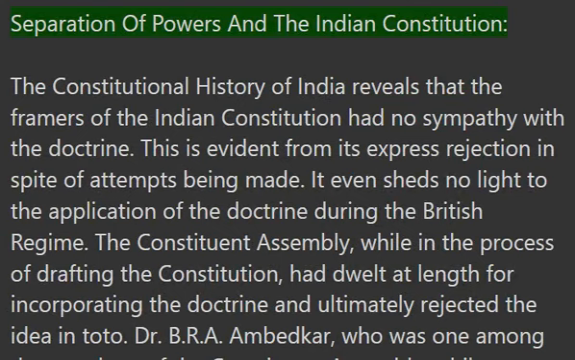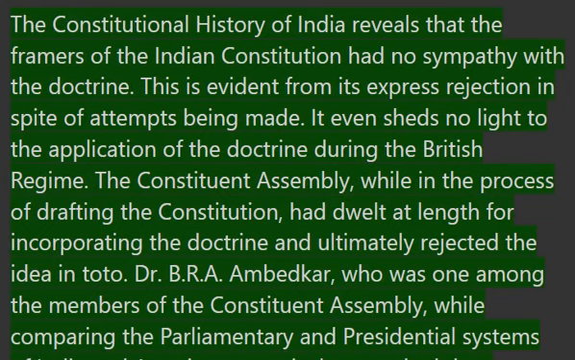Separation of powers and the Indian Constitution. The constitutional history of India reveals that the framers of the Indian Constitution had no sympathy with the doctrine. This is evident from its express rejection in spite of attempts being made. It even sheds no light on the application of the doctrine during the British regime. The Constituent Assembly, while in the process of drafting the Constitution, had dwelt at length on incorporating the doctrine and ultimately rejected the idea in toto.